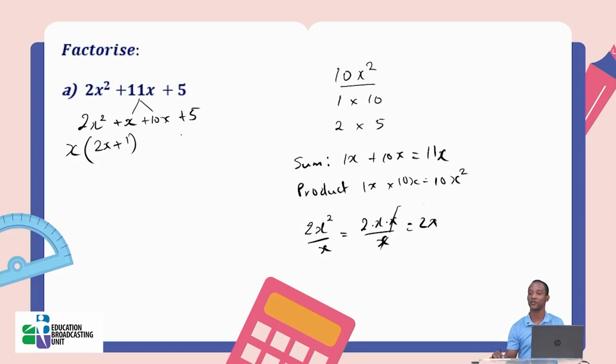Next, we're going to factorize the last two terms as well. The highest common factor of 10x and 5 is 5. 5 can enter 10 as well as 5. So let's put 5 here.